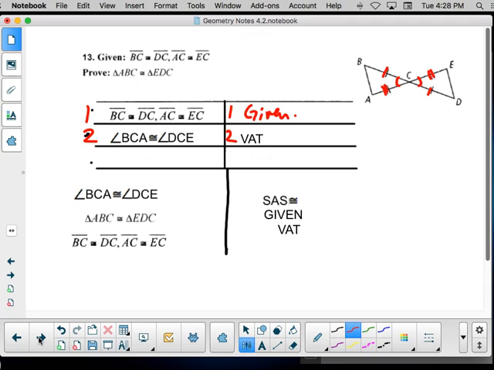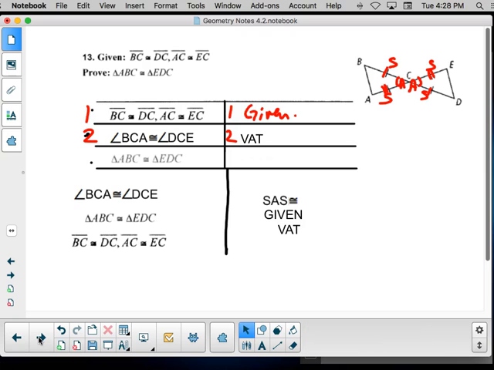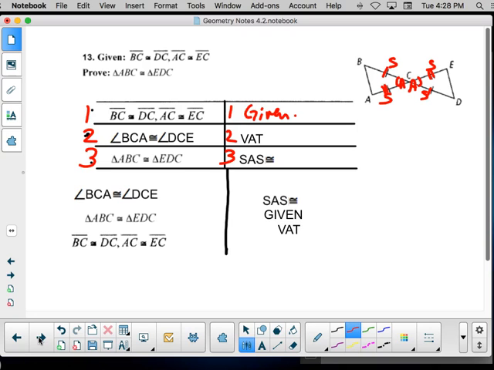Okay, step 3, because I have side, angle, side, this is our shortcut today. Because I have a side, an angle, and a side, I now know that these 2 triangles are congruent because of side, angle, side congruence. Boy, these are really nice compared to the ones we did yesterday. We don't have to do as much, and it seems to make more sense, I'm hoping.